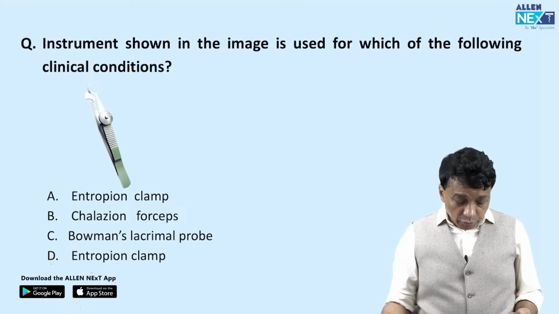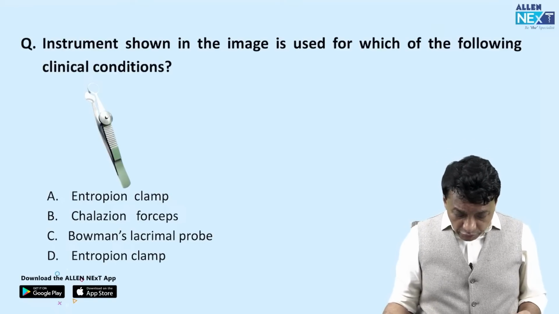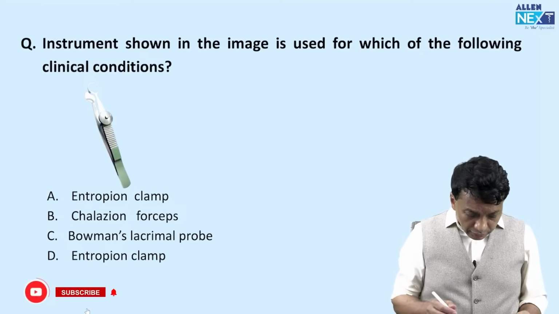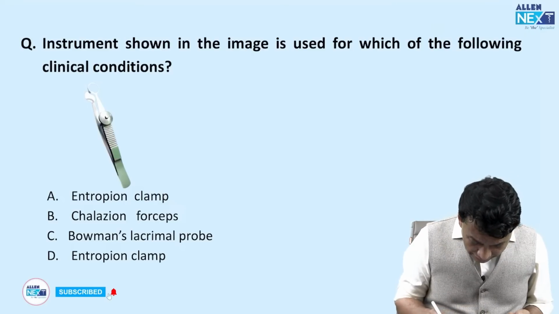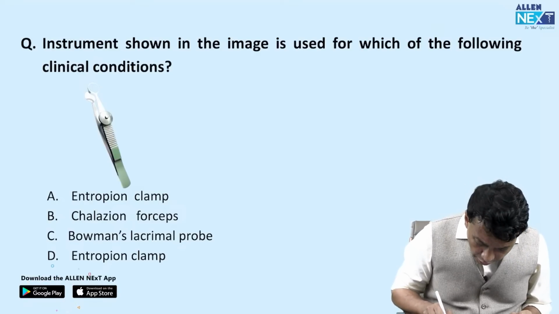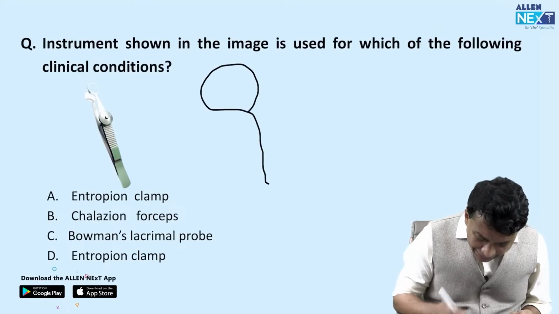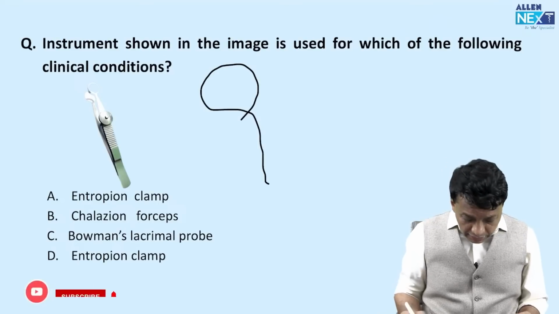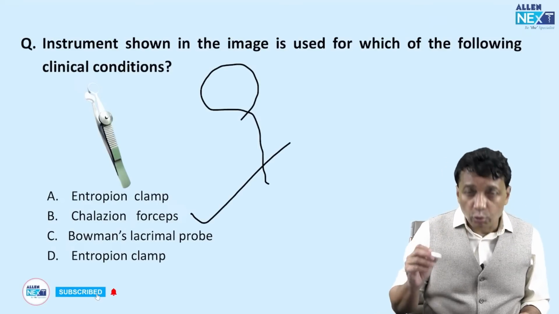Let's look at this. Now, there's a new instrument here. Instrument shown in the image is used for which of the following clinical conditions? So take a look at the instrument, and when you look at this, it looks like a forceps or a clamp. But look at this ring-shaped thing that you see here, and that is the clue. Okay, that ring that you see is the sign that it's the chalazion forceps.